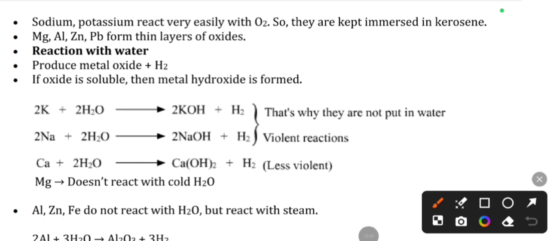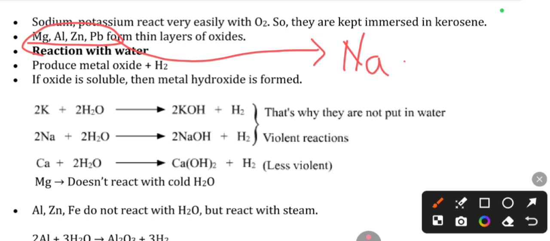So we can say magnesium, aluminium, zinc, lead, all four elements, are less reactive than sodium and potassium, because on them which layer will be formed? An inert layer of oxides. So the inert layer will not allow the reaction to happen again.